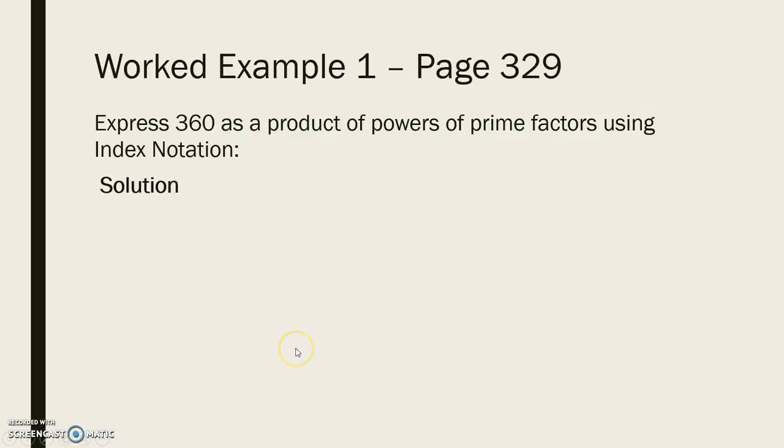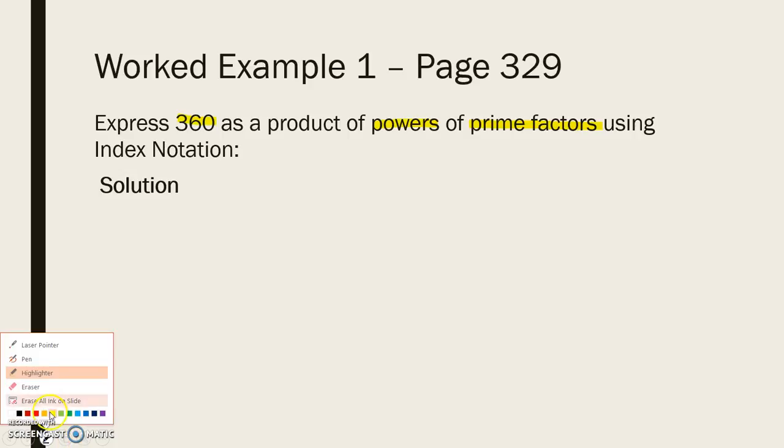So here's some examples to get us started. Let's express 360 as a product of powers of prime factors using index notation. Firstly, what are we trying to find? We know the number 360, so that's the first part. And we want powers of prime factors. Prime numbers are those that only have 2 factors, that is, itself and 1. Examples are 2, 3, 5, 7, 11, etc.